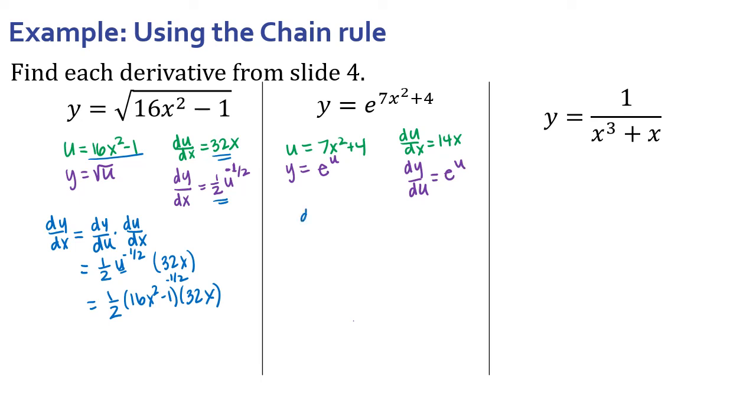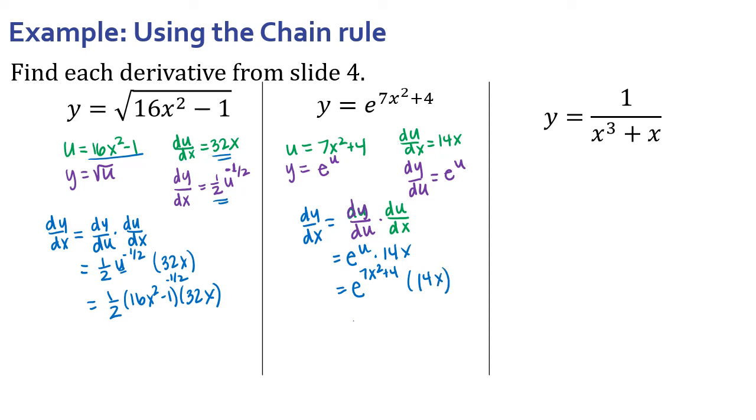Okay, so again, dy over dx equals, I'll do this in color coding so you can see it even more, the derivative of y with respect to u times the derivative of u with respect to x. So now I'll just substitute those in. So I get e to the u times 14x. So that gives me e to the 7x squared plus 4 times 14x.